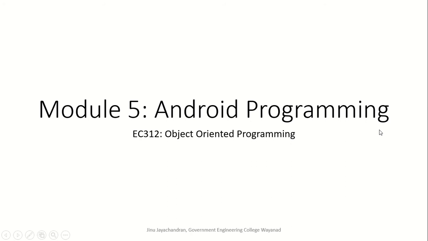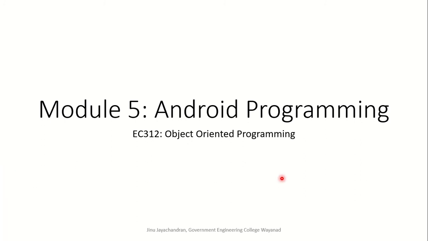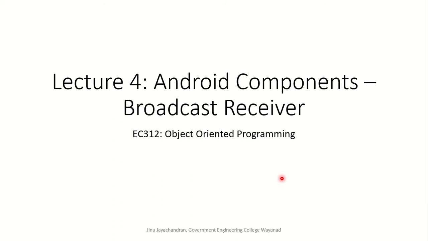Hi all, welcome to another lecture on module 5, Android programming, for the subject EC312 Object Oriented Programming. This is the third lecture on the Android programming module, and in this lecture we are going to look at another Android component, which is called the broadcast receiver.